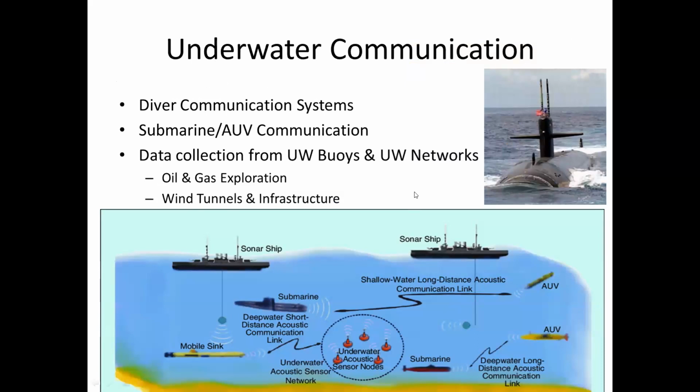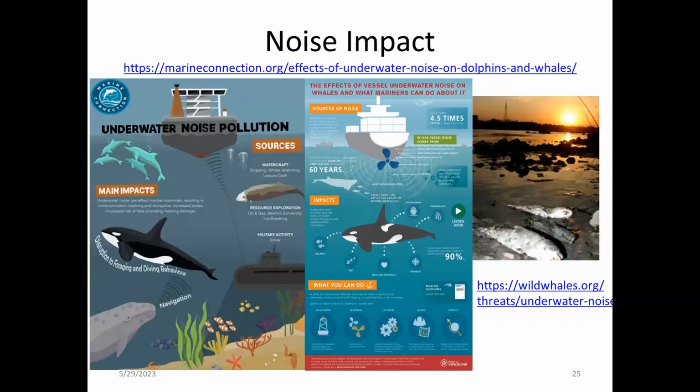For example, oil and gas exploration networks, they tend to have many sensors underwater, which acoustically transmit the data from underwater infrastructure to the buoy which is floating on the sea, or to some mothership. Similarly, wind turbines and infrastructures which are deployed in the sea, they can be monitored using the similar equipment or networks.